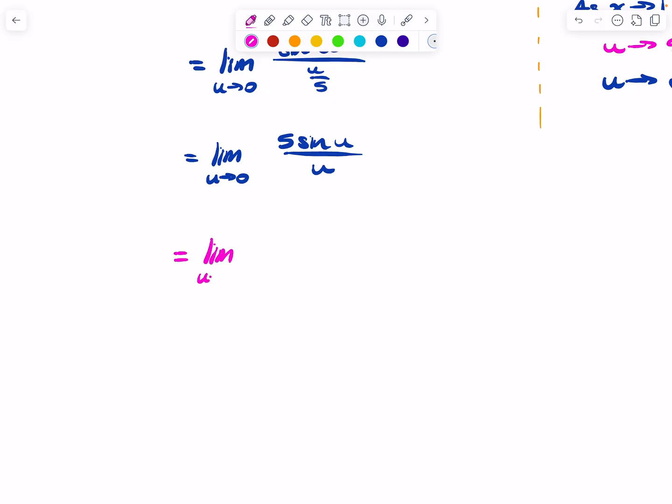But if we do go with L'Hopital from here, then we're talking about derivative of the top, which is 5 cos u, and derivative of the bottom, which is 1. Which then gets us, oops, I don't want a limit there, just straight up 5 cos of 0. And that is equal to 5, since cos of 0 is equal to 1.